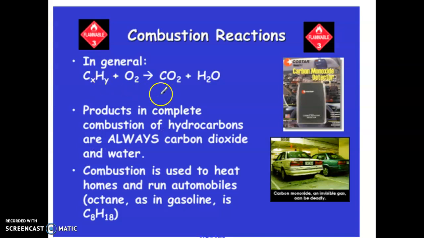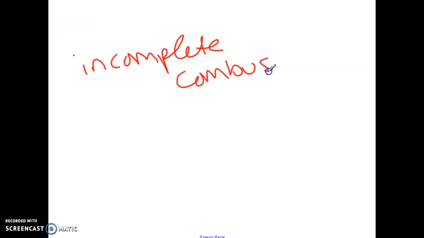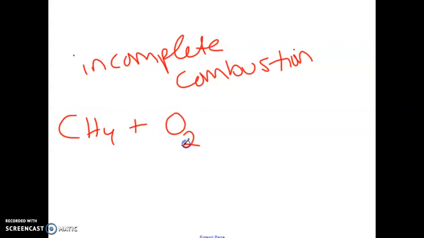So in general, when you do a combustion reaction with a hydrocarbon or hydrogen, carbon, oxygen compound, the products are always the same: carbon dioxide and water. The only time it is not is if they indicate that it is something called incomplete combustion. Incomplete combustion is where you have actually 4 products that are made. So let's say we had CH4 reacting. Methane is a gas, plus oxygen.